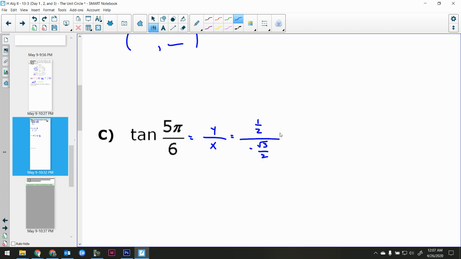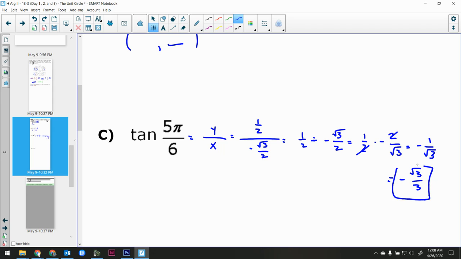All right, so now when you've got something like this, I like to just write it out like this. And just so I know I'm doing this right, turn it into a keep change flip: negative 2 over radical 3. Cross reduce, negative 1 over radical 3, but we know we can't leave it like that. We have to rationalize: negative radical 3 over 3. That is my answer. Okay.